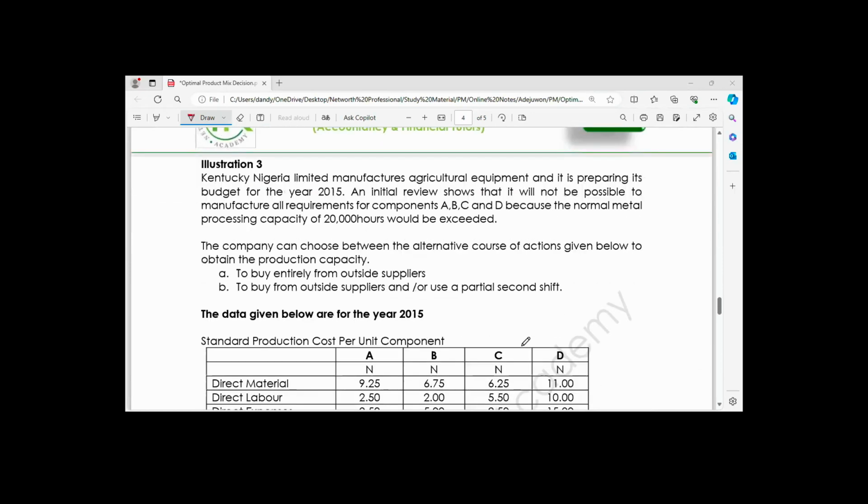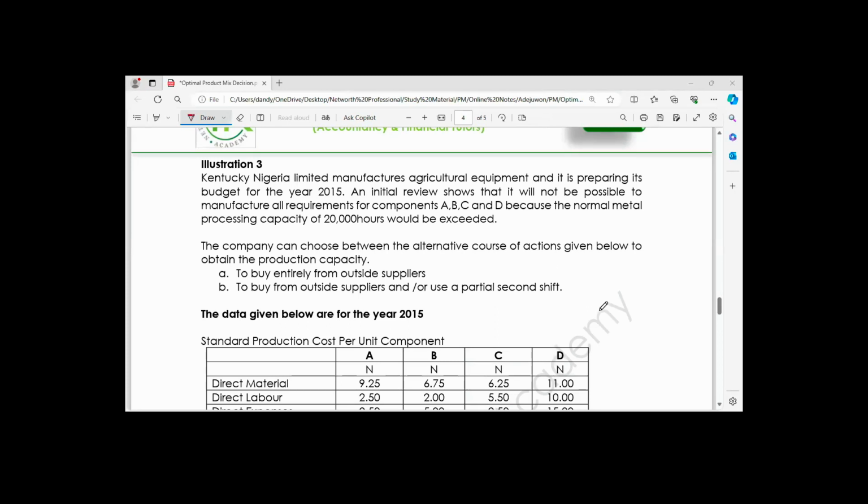So I need somebody to read this illustration number 3 for us. Some of you have disappeared again. No problem. Chidima, are you on? Are you available to read, please? Chidima. Chidima, are you available? Okay, all right. Oh, please go ahead. Thank you.